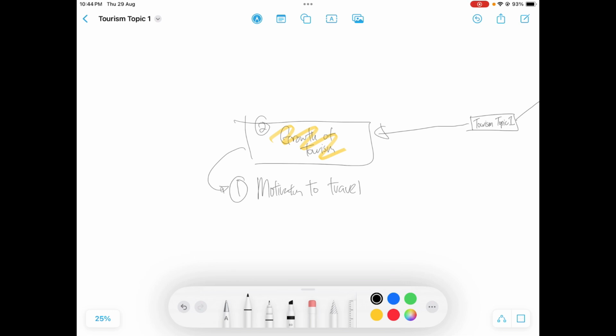So why are there different motivations to travel? Okay, the motivation to travel, it could be for relaxation, it could be to rejuvenate, so on and so forth. So please do look at them. And some, it could be for self-fulfillment.